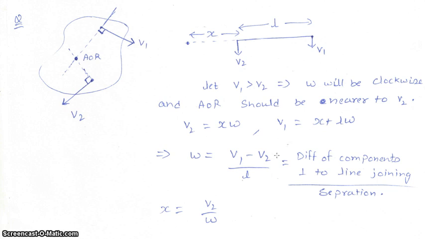So by assuming omega, we get v2 as x omega and v1 as (x plus l) times omega, and by taking the difference divided by l, this is a very important formula for calculating angular velocity directly. Difference of the components which are perpendicular to the line joining them, divided by the separation, and from these two equations we can also calculate x.